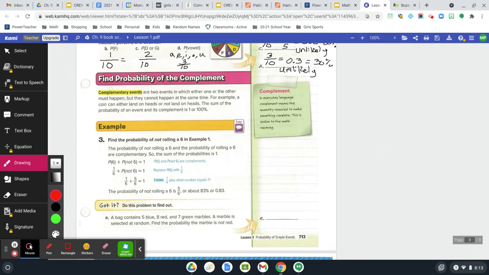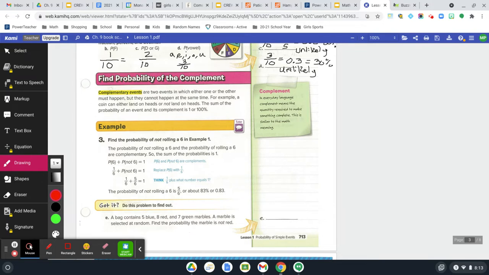Here we are on page 713. That means that you've watched the warm-up video and have completed the warm-up. And now you are here on 713 to work through and talk about what a complement is with probability.